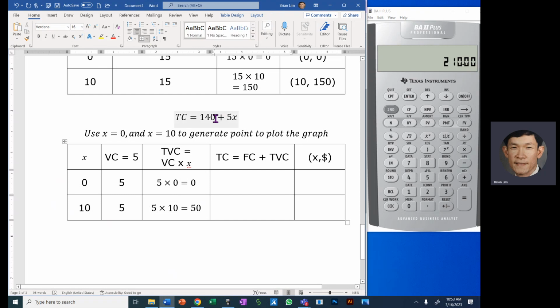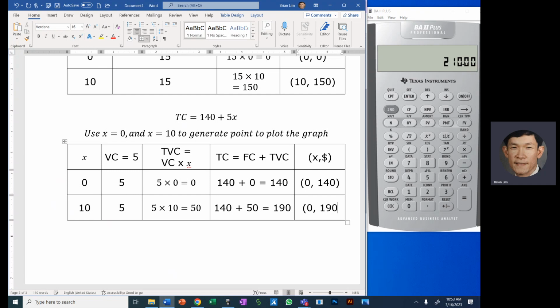Okay, now what's the fixed cost? The fixed cost is this 140 right there. So this over here would be what? 140 plus 0. So that's equal to 140. All right, and then when we come over here, it's 0 and 140. Okay, that would be the coordinates here. Here it's the 50, so we go 140 plus 50, and that's equal to 190. All right, so over here we got 0 and 190.